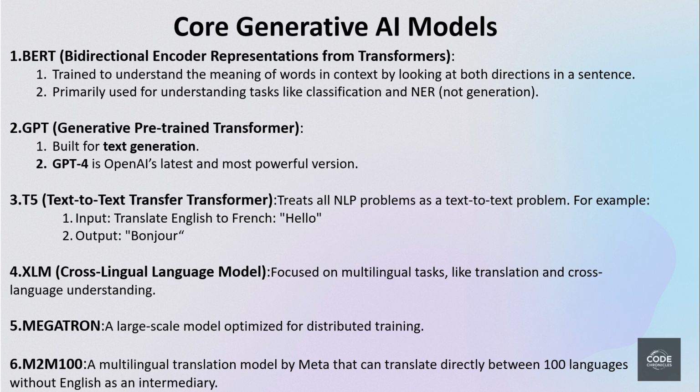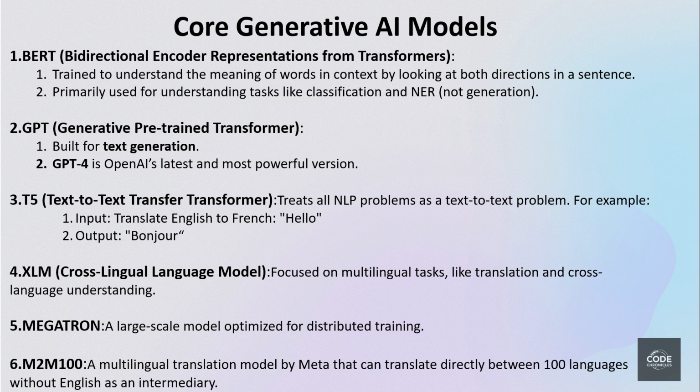GPT. Next we have GPT, or Generative Pre-trained Transformer, which is designed specifically for text generation. The latest in this series, GPT-4 by OpenAI, is incredibly powerful, capable of generating text that can mimic human writing almost indistinguishably. Then there is T5, the Text-to-Text Transformer.